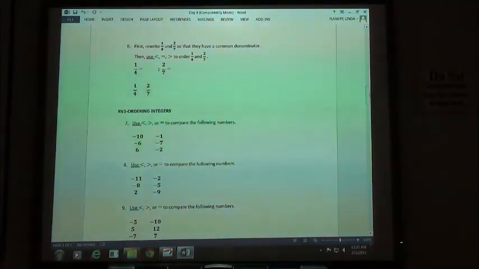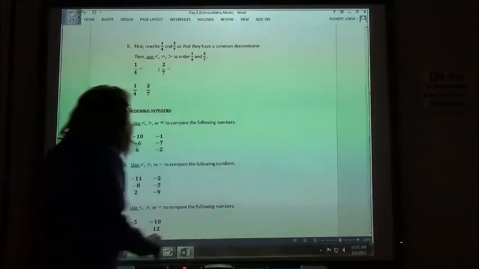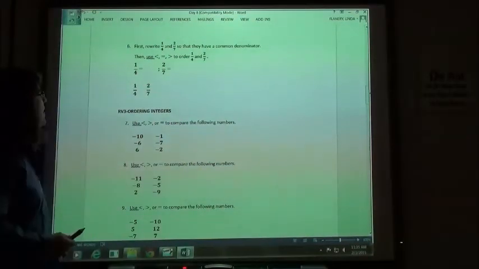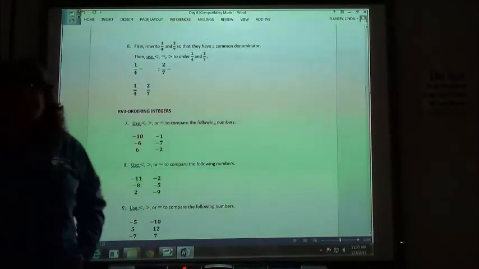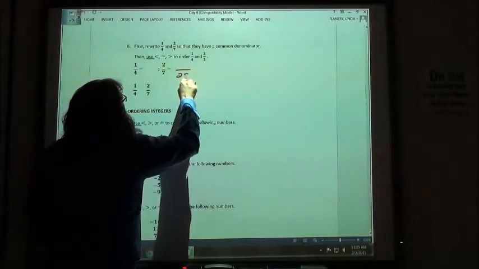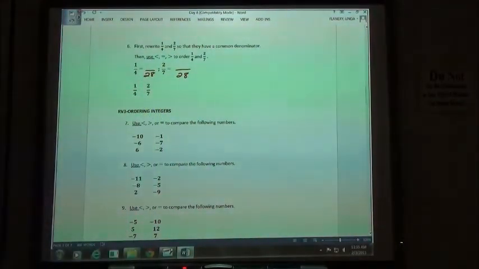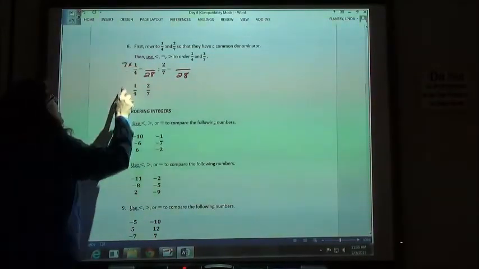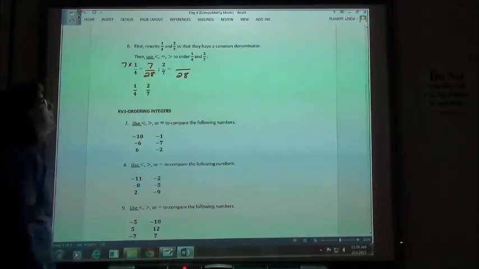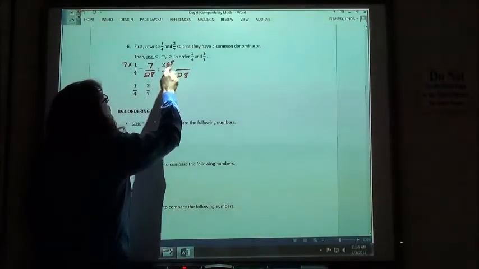So first thing you wanted to think about there, what is my common denominator? What's my least common multiple of 4 and 7? 4 and 7 don't have any common factors, so you end up having to take 4 times 7, and 28 then should be your common denominator. Then you made your equivalent fractions. 4 went into 28 7 times. 7 times 1 was 7.